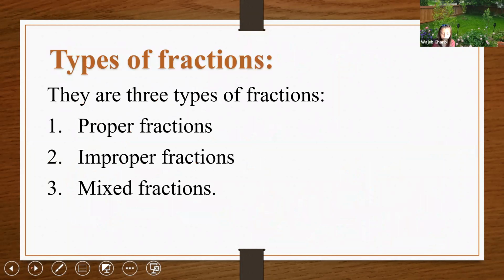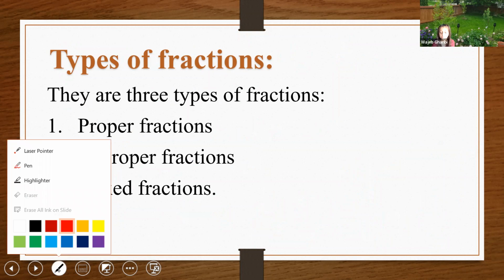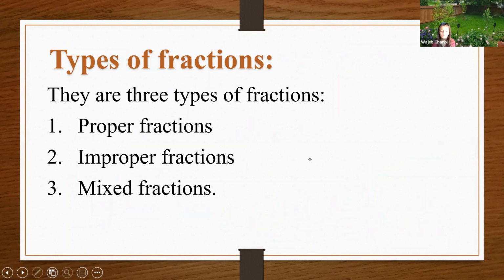And here, what are the types of fractions, Maria? Proper fractions, improper fractions, mixed numbers. Mixed fractions, we say mixed numbers. So proper fraction, what does it mean? When we have 2 over 3, 10 over 30, 9 over 17, as you see, the numerator is less than the denominator.